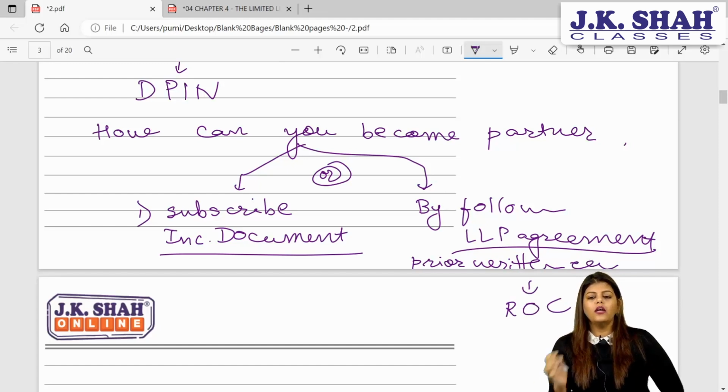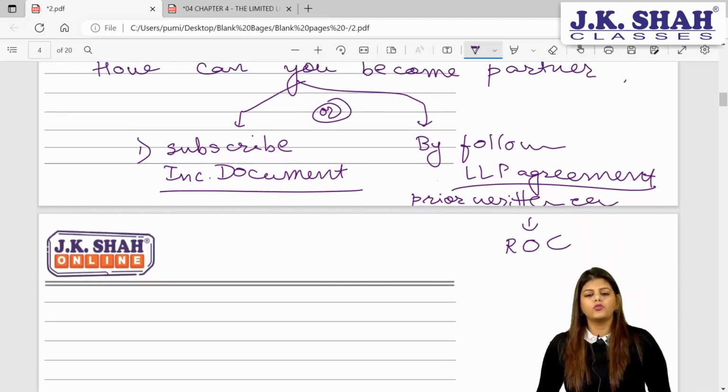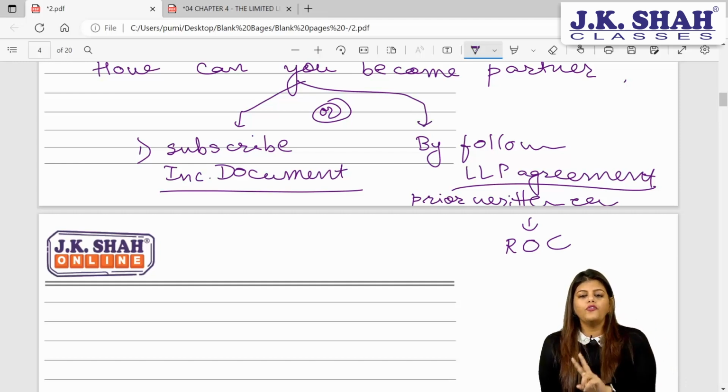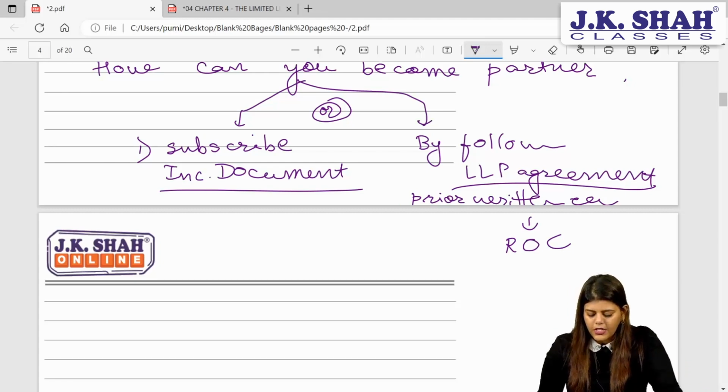This you already know. In companies also ROC wants to know everything. Even in LLP ROC wants to know everything. So how will you become a partner? You subscribe to the incorporation document, or you follow the LLP agreement, the rules given therein. But prior written consent is definitely required. Clear up till now? Perfect.